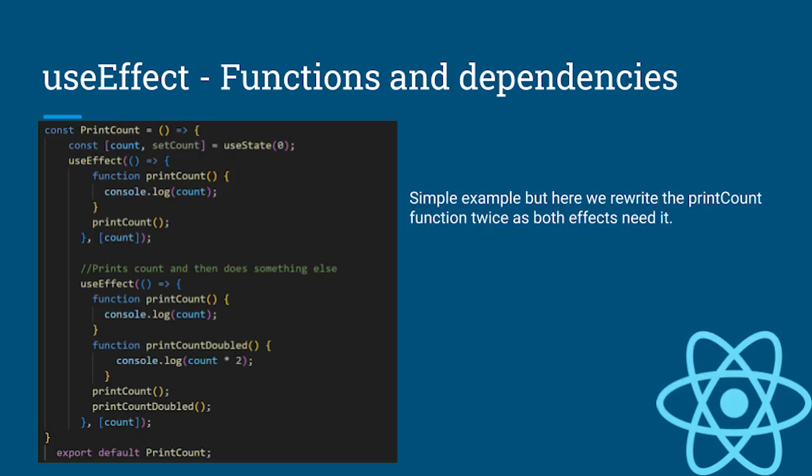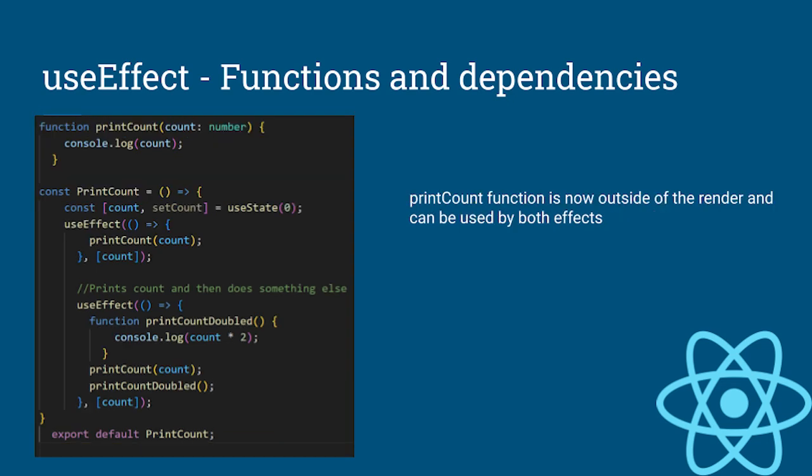There can be times where it's not practical to move the function inside the effect. For example, what if you have two effects that use the same function? Another option is to move the function outside of the component's render. We can do this as long as any state or props it's accessing are passed as parameters. This allows the function to be used anywhere and is safe to move outside of the component. Here we've moved the print count function outside the component and passed the count state as a parameter. This allows the function to be reused anywhere and makes it easier to manage the dependencies in the useEffect.